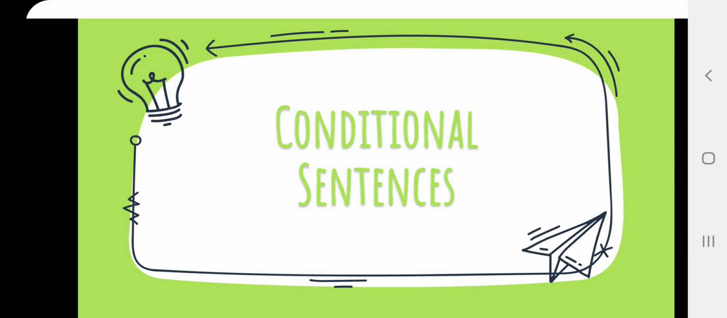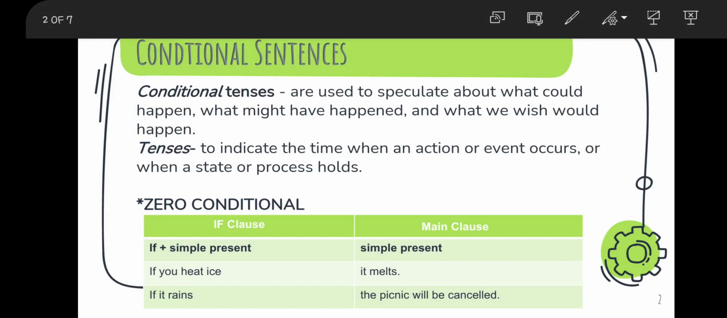For today, our topic is conditional tenses. When we talk about conditional tenses, these are used to speculate about what could happen, what might have happened, and what we wish would happen. In English, most sentences using the conditional contain the word if. In all cases, these sentences are made up of an if clause and a main clause.